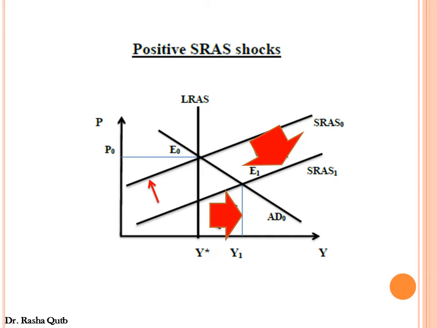So in the long run, this positive SRAS shock would close this inflationary gap with no effect on either the price level or the level of national income. Okay, so the gap is removed with no effect on the price level or the level of national income, while in the short run there is a temporary change in the level of national income.